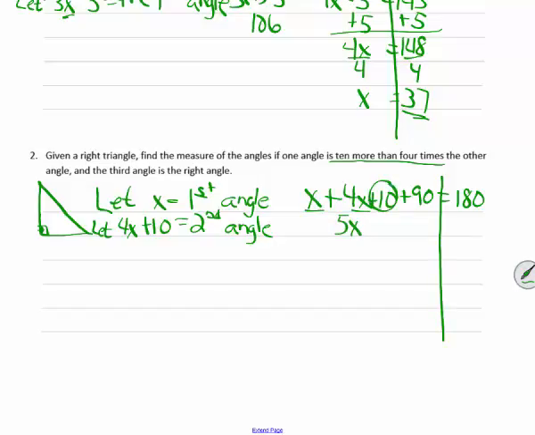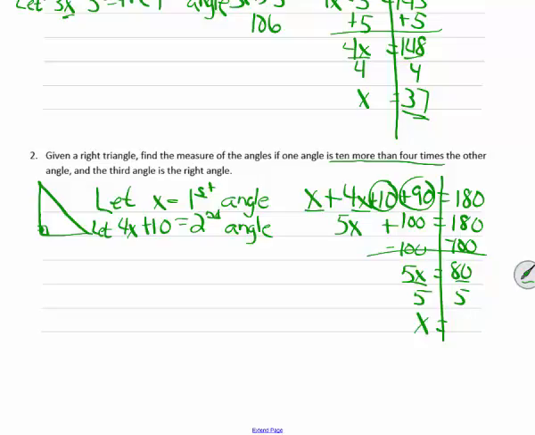I can also put together 10 and 90, which is 100, equals 180. Subtract 100. Sorry, that was bad. So 5x is equal to 80, divide by 5, and you should get x is 16. Okay, so one of the angles is 16, one of them is 90, and the other one is 4 times 16 plus 10. So 4 times 16 is 64, plus 10 is 74.